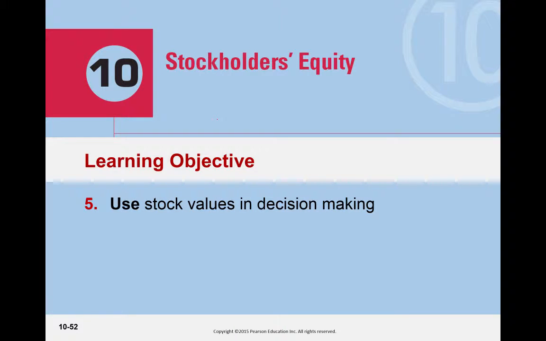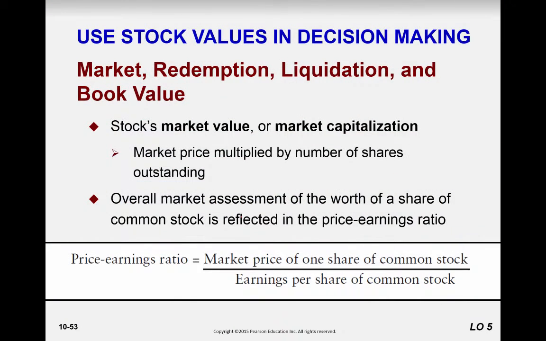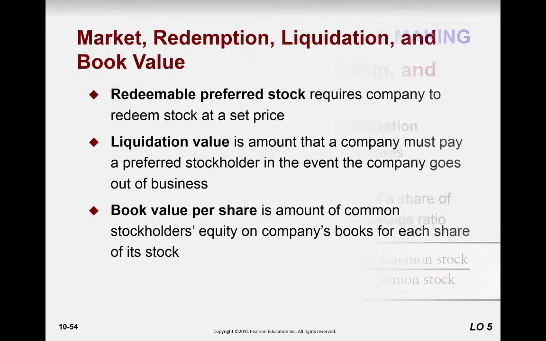So let's now move our attention to stock values and decision making. You should have this price earnings ratio, which is your market price of one share of common stock over your EPS, or your earnings per share, that we talked about previously. So that is good. You want your PE to be higher.